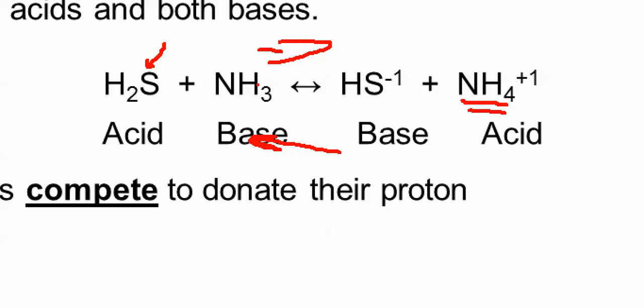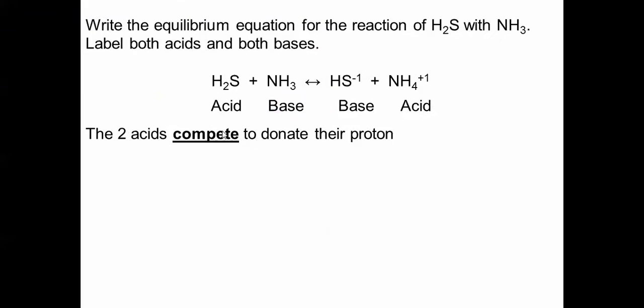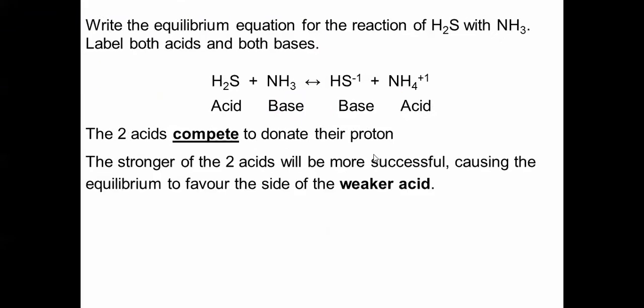And of course, just like in a tug of war, but it's kind of like a push of war, the stronger acid is going to win. So they compete, that's great, and the stronger of the two acids will be more successful. So what that's going to mean is, if this was the stronger acid, it would push it to the left more, and so this side would be favored by the equilibrium.